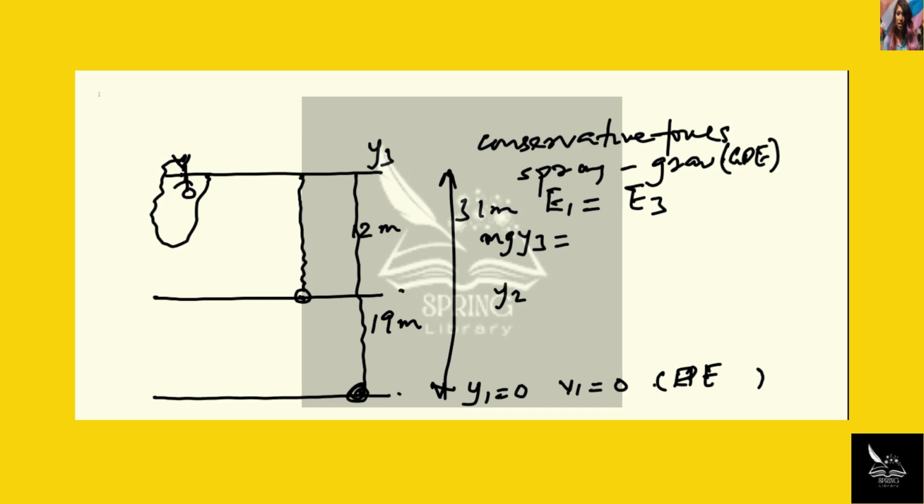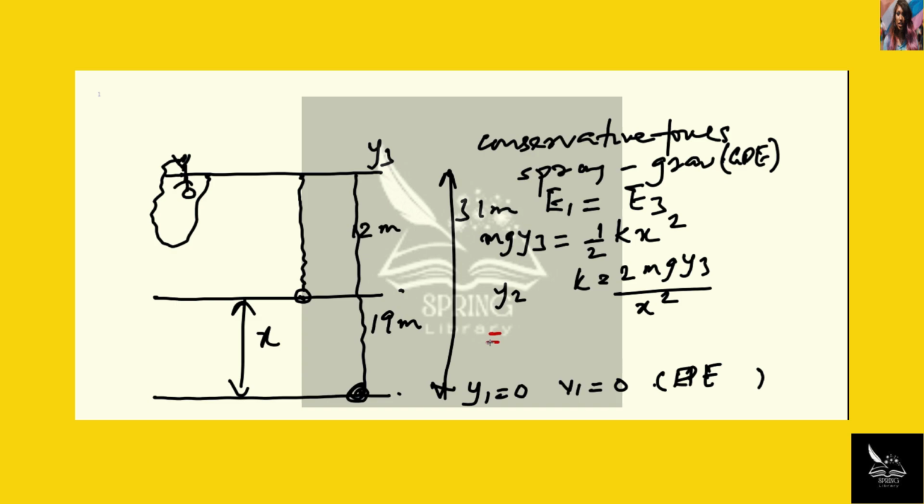That should be equal to the total energy at the ground level, which is equal to half k, the stretch, whatever the stretch is. So let's take the stretch to be x. So half k x squared. In this case, we can equate these two equations. The problem says to find the value of k. So the value of k here is equal to 2 mg y3 divided by x squared.